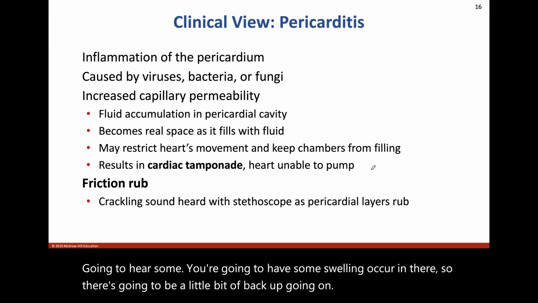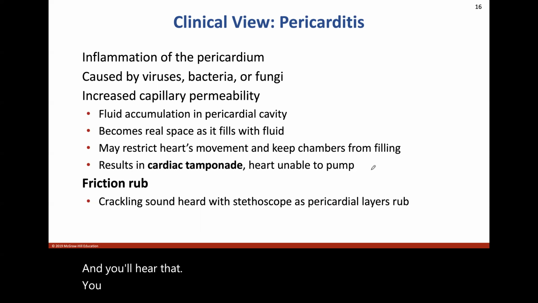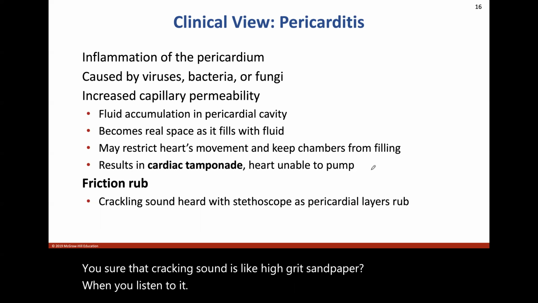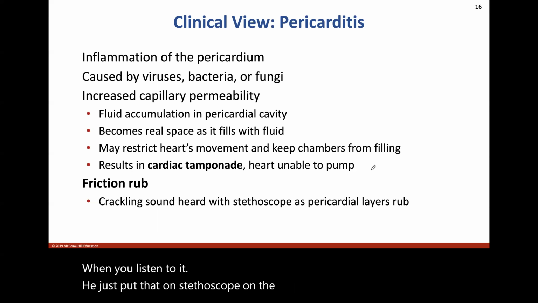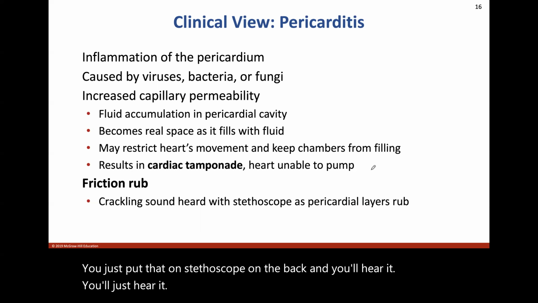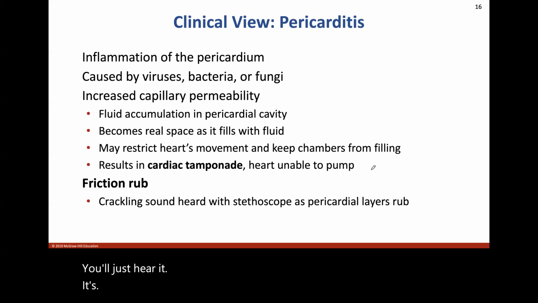And you'll hear that cracking sound. It's like high grit sandpaper when you listen to it. And you just put that little stethoscope on the back and you'll hear it. It's weird. It's kind of freaky to hear it. But that friction rub is a classic sign of pericarditis.